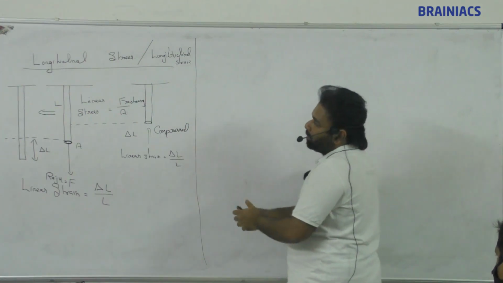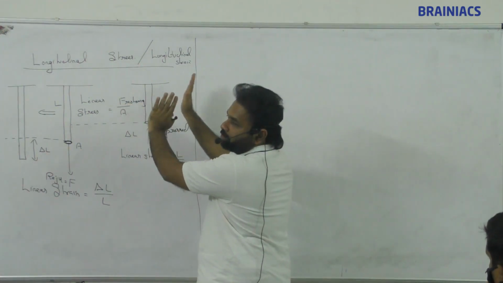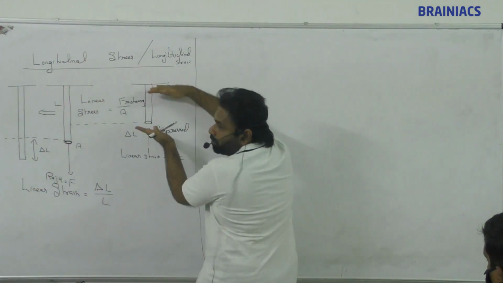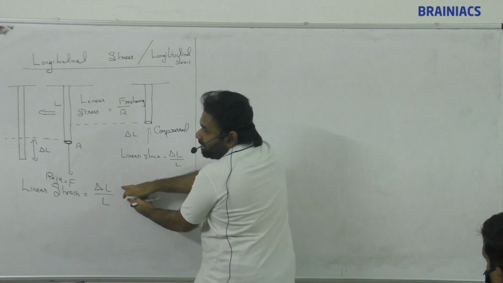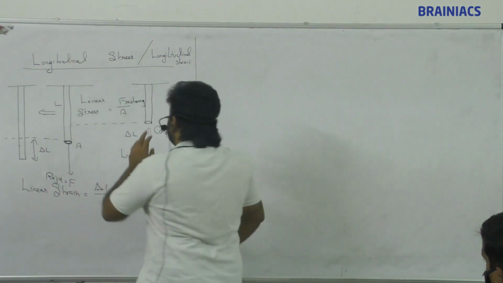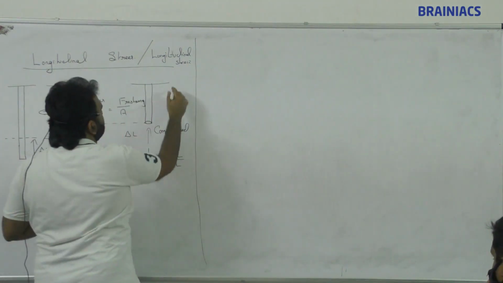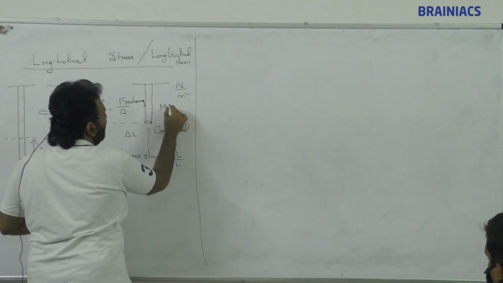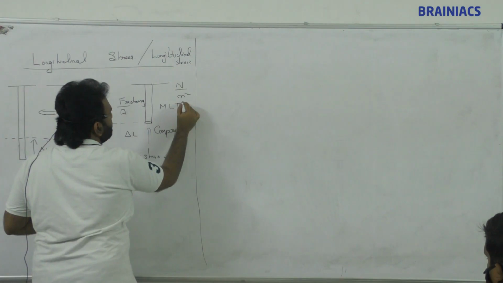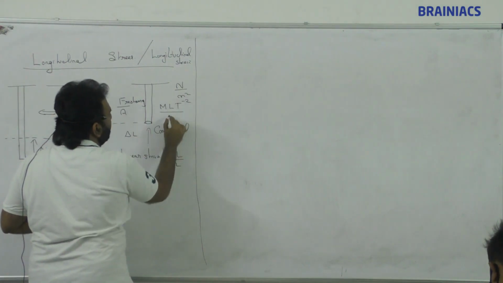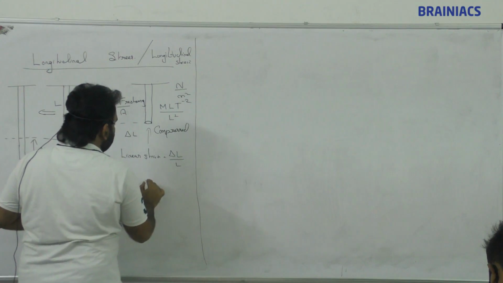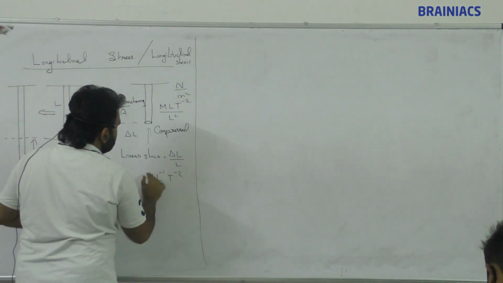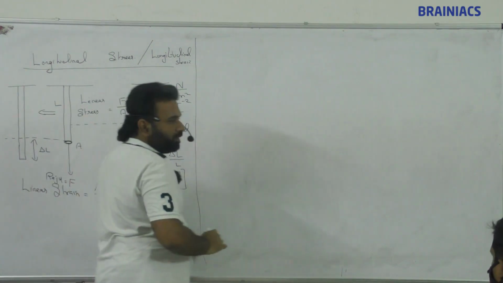Clear? So longitudinal stress, longitudinal strain, applying for expansion, applying for compression. Strain is nothing but change in length by original length. The unit of stress is Newton per meter square. The dimensional formula is M L T^-2 divided by L^2, so we get M L^-1 T^-2. So this is about stress.